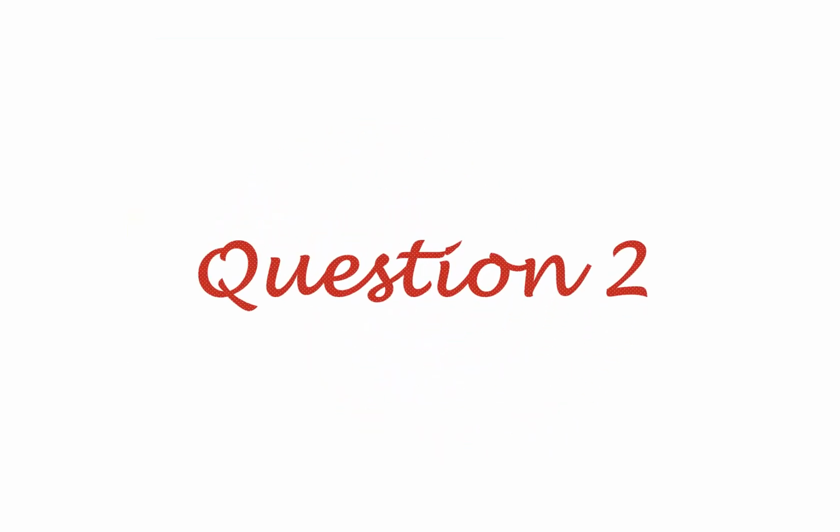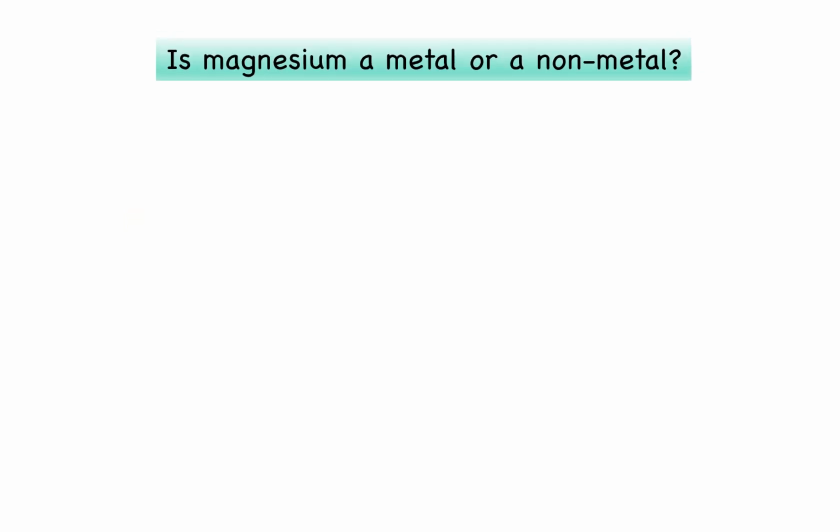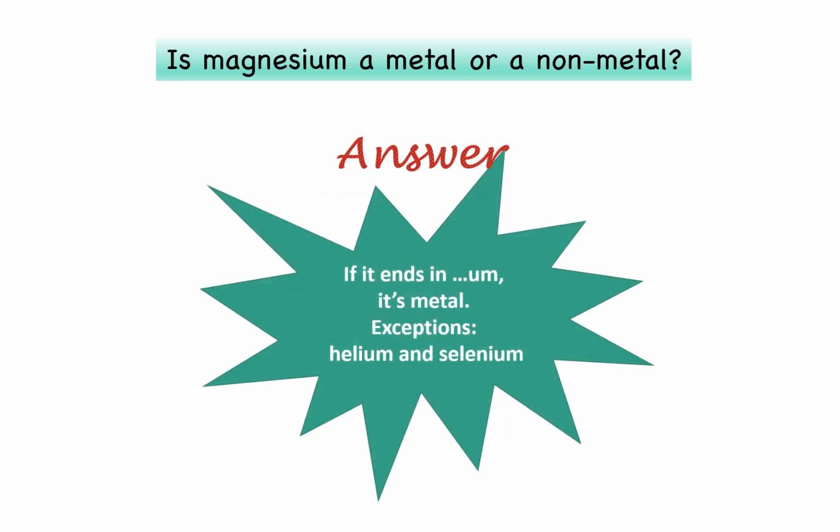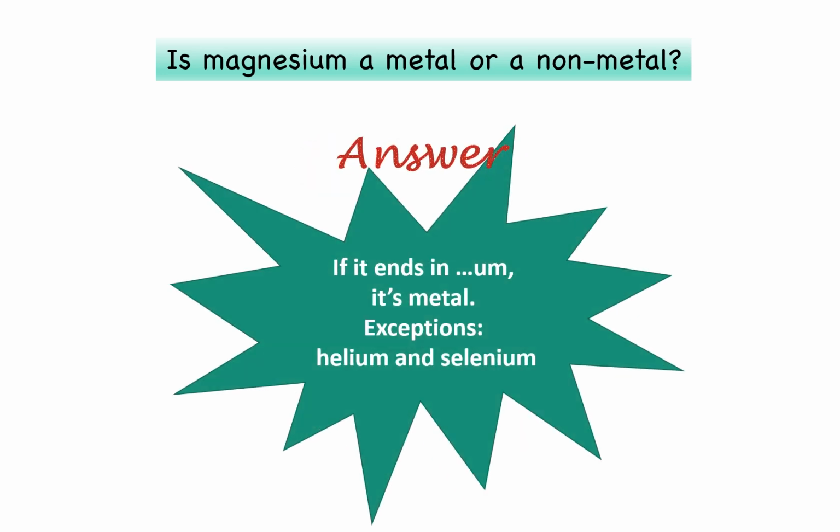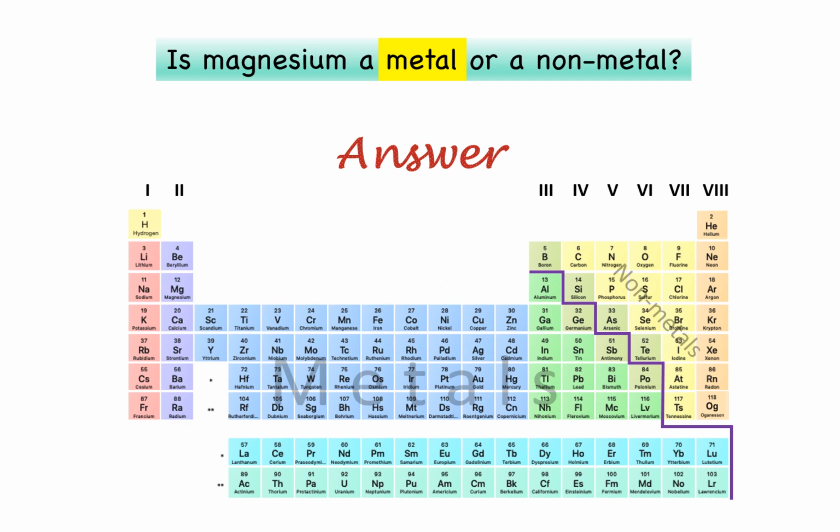Question 2. Is magnesium a metal or a nonmetal? Based on its name, magnesium, which ends in -ium, is a metal, and its location on the left-hand side of the zigzag line on the periodic table indicates that it is a metal.